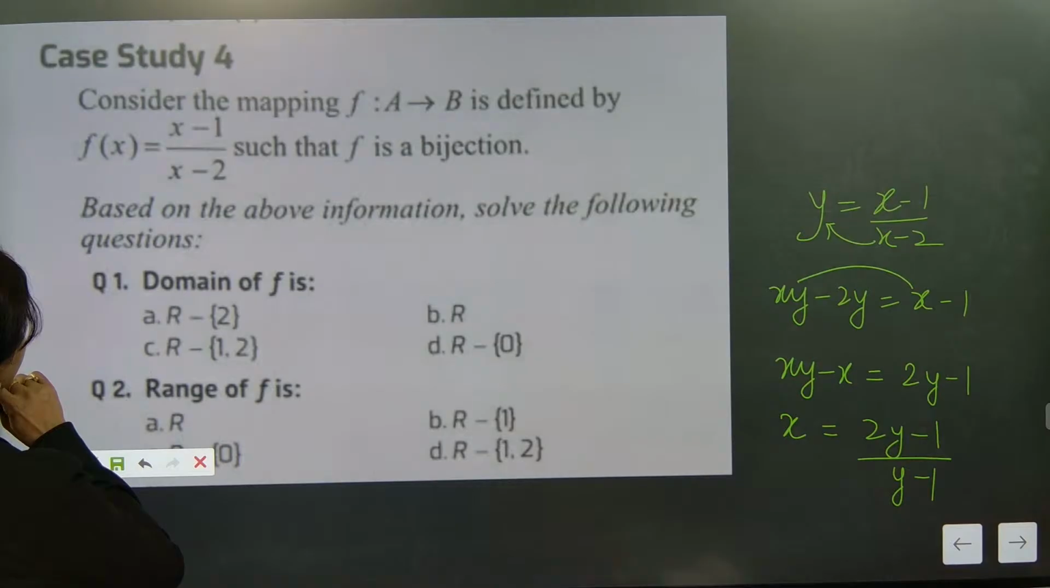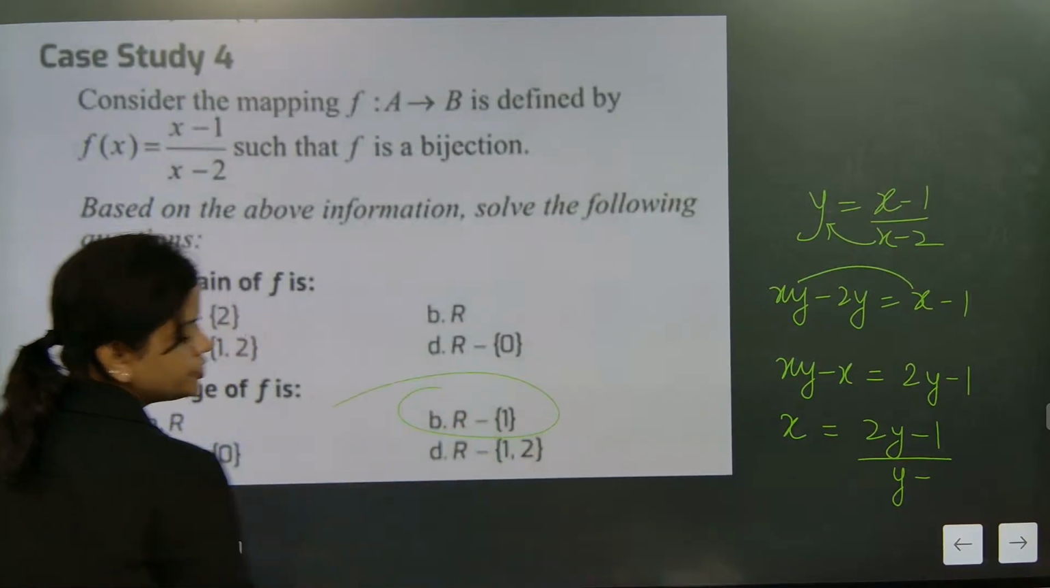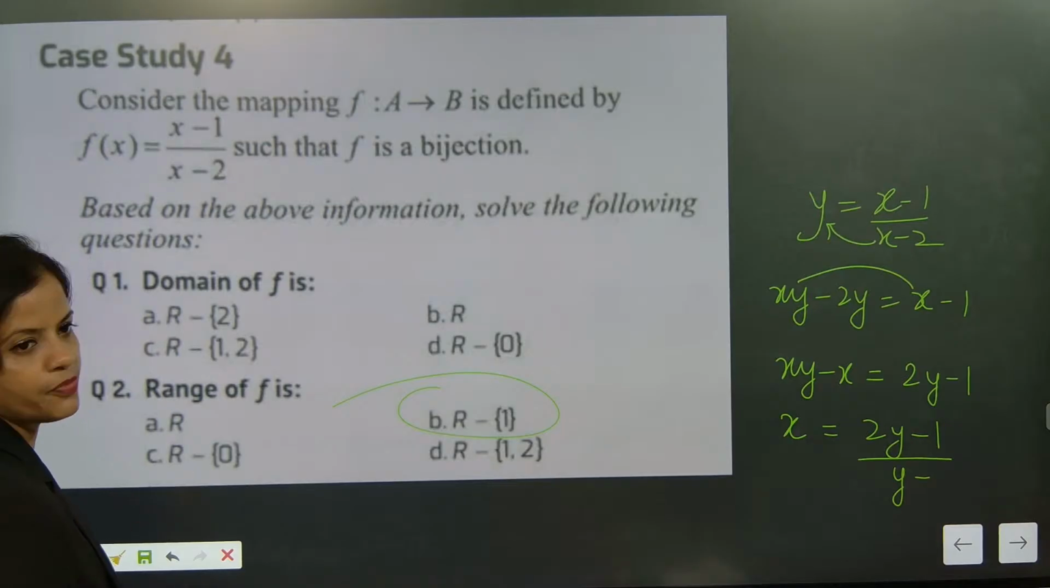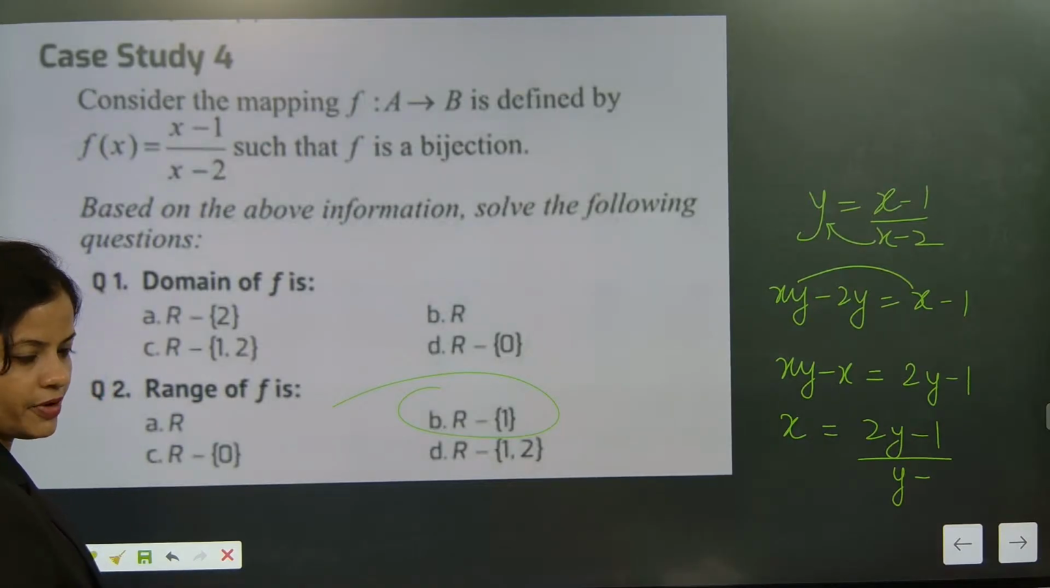So here range should be what? Range should be, real numbers should not be equal to 1. This is the most important part. It should not be equal to 1. This is the most important condition. I hope you might have understood.